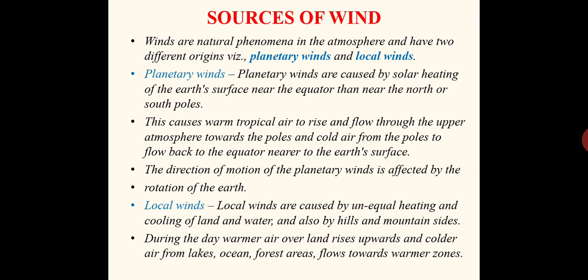In morning time, daytime, the land will be hotter. That means the lesser density air is at the land side, whereas higher density air is at the water side or sea side. So air will be flowing from the sea side towards the land, as well as the lesser density air will be moving from land towards the seaside. Okay, the reverse will be taking place in the night. So this type of wind produced by the local temperature difference is known as local winds.